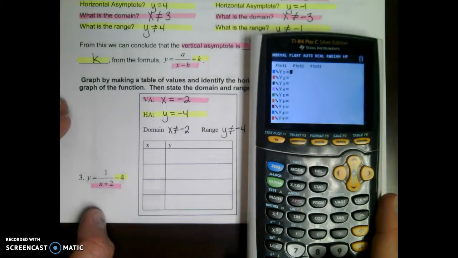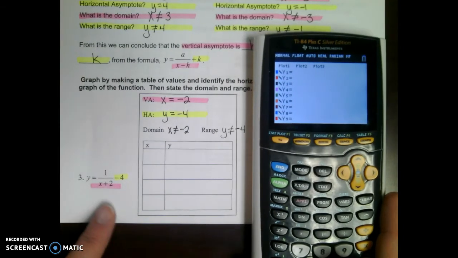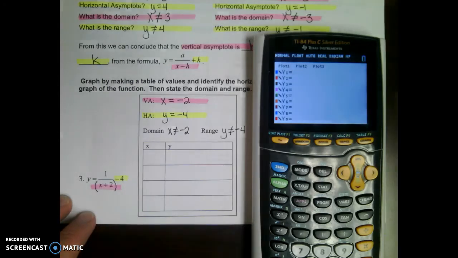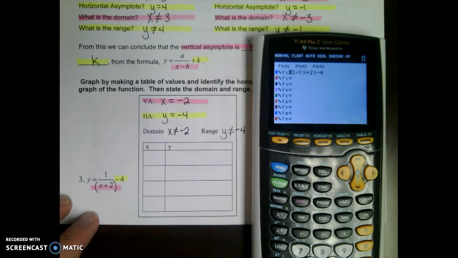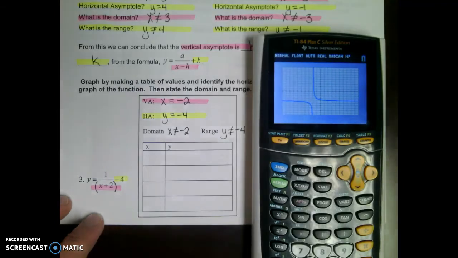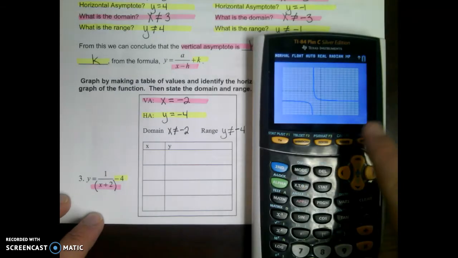So in your graphing calculator, you need to make sure you know how to enter this into your calculator. The important thing is to put parentheses around the denominator. So 1 divided by parentheses x plus 2, close your parentheses, minus 4. And if you want to look at this graph, you absolutely can push the graph button and look at it. It should show you that you were correct in our guesses of the vertical and horizontal asymptote. It shows you that the graph is going to be on the upper right and the lower left of those asymptotes.